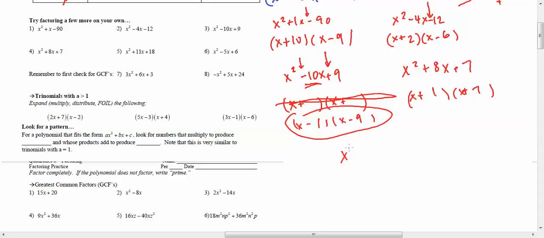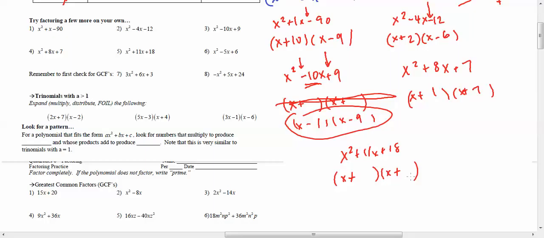x squared plus 11x plus 18. Break down my parentheses. x and x. What are my symbols that are going in there? Good. What are my number options to go in there? What times what gives me 18? List them all out.